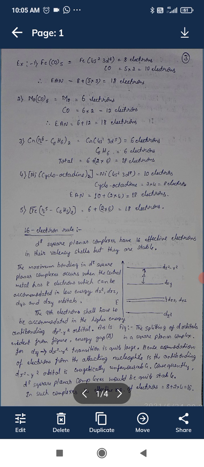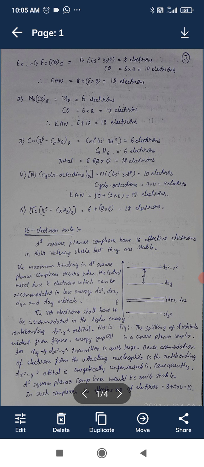Similarly, when you come to hexacarbonyl molybdenum, for molybdenum the outermost shell is 5s, and one shell behind is 4d, so 4d5, 5s1. So the metal donates 6 electrons, and each carbonyl donates 2 electrons. 6 into 2 is equal to 12 electrons. 12 plus 6 gives you 18 electrons.